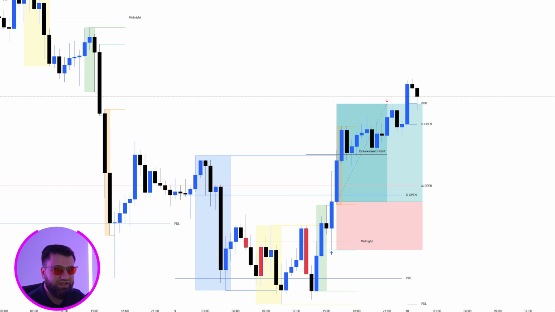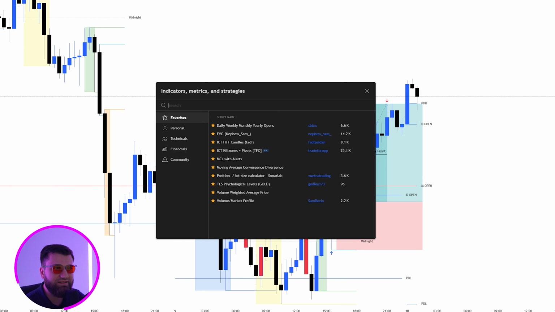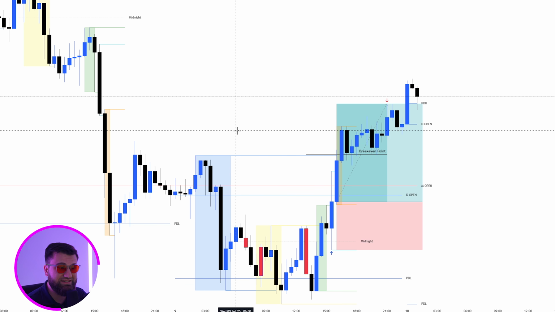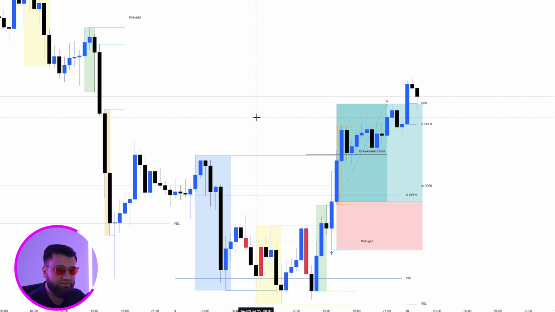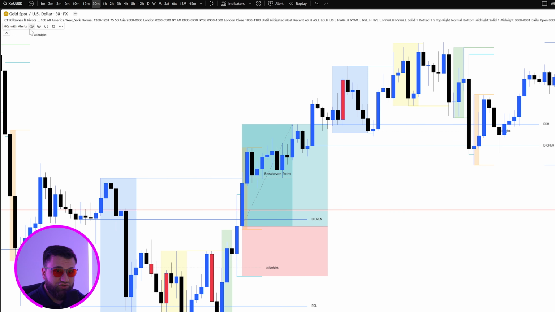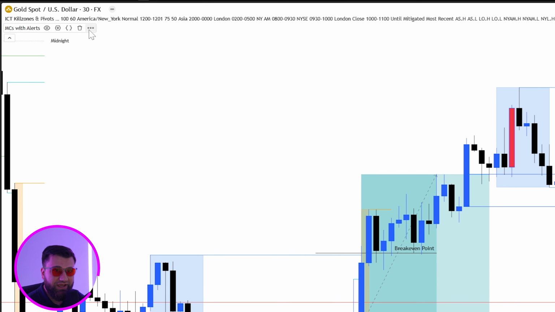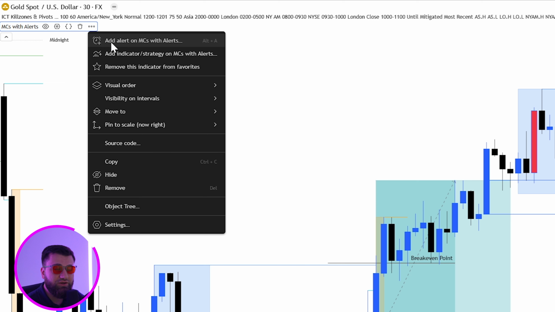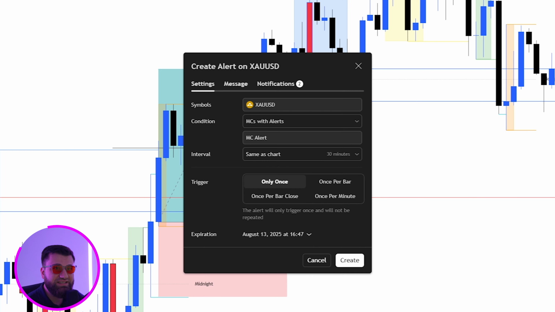So for the second indicator, MCs with alerts, this is a custom indicator, guys. So you will not find it in this tab, but the way you can access it is very simple. You just click the link in the description and follow the instructions, and it's 100% for free. Our whole community is using it, but the beauty is that you have also alerts. So once you have that indicator, you can go ahead, click on these 3 dots, and then click on add alert on MCs with alerts.